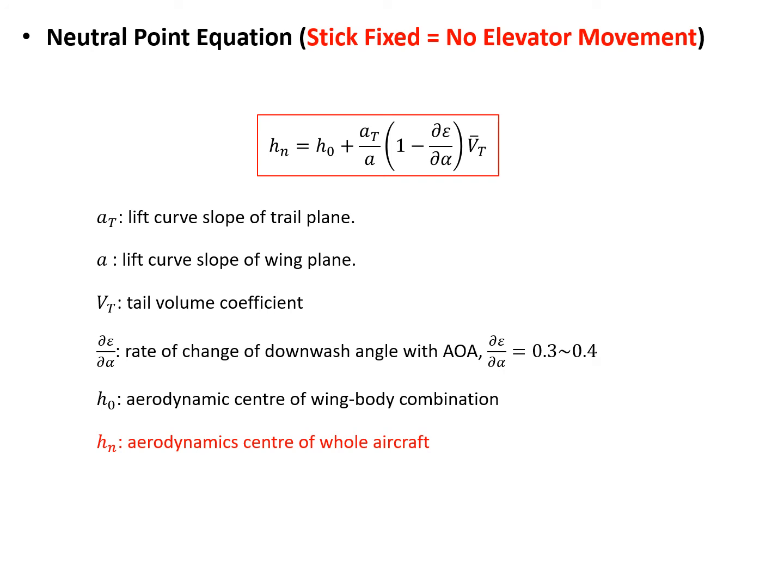Now we can close the derivation of the neutral point equation, and so far we should understand why the CG location is important, and how the neutral point equation is derived.